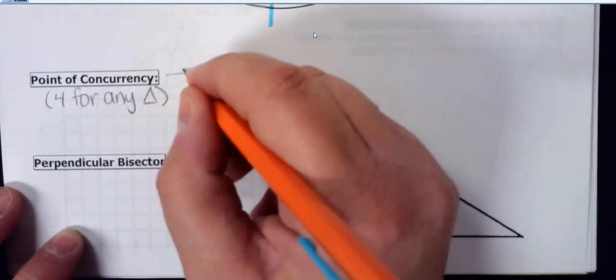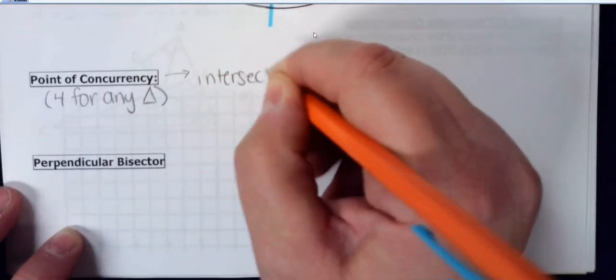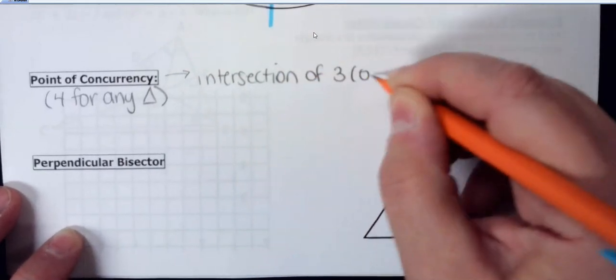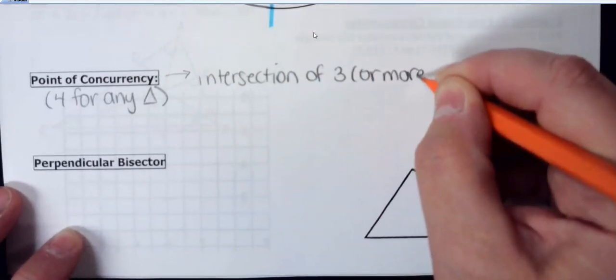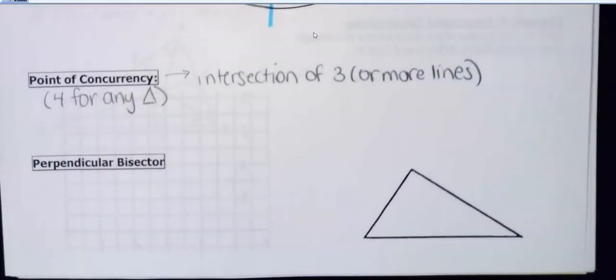But a point of concurrency is actually just the intersection of 3 or more lines. We just drew 2 of them, so our construction up there wasn't too jumbled. But if I had drawn all 3 perpendicular bisectors of the sides of the triangle, all 3 of those lines would have run into each other at a point.